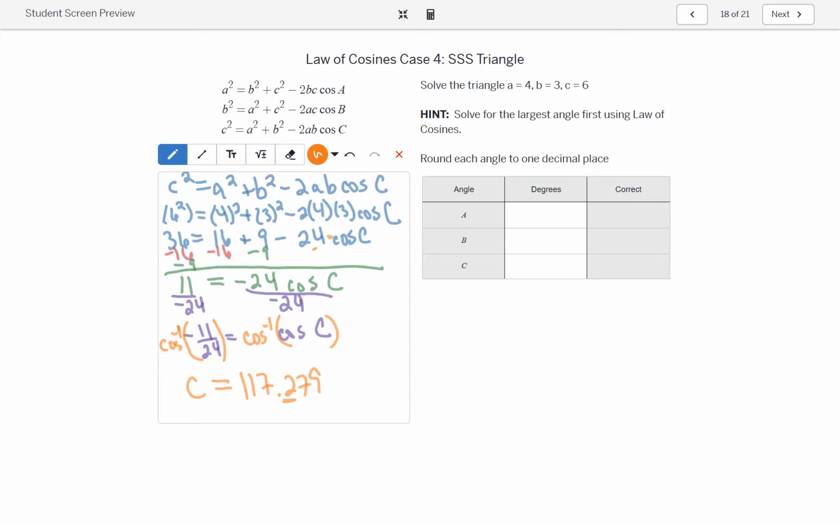And because what we're taking the inverse cosine of is negative, that's the sign that's showing us that we're going to get a number bigger than 90. So we get 117 and we round that to 117.3. And now we just got to find the other angles. So if that calculation felt comfy to you, you can just use the other versions of the law of cosines to find the other angles.